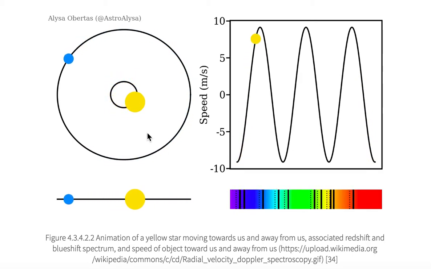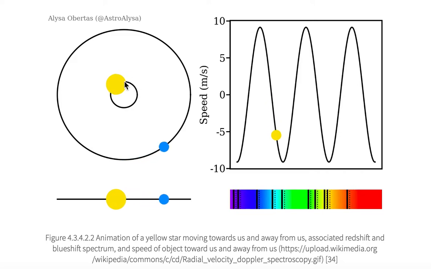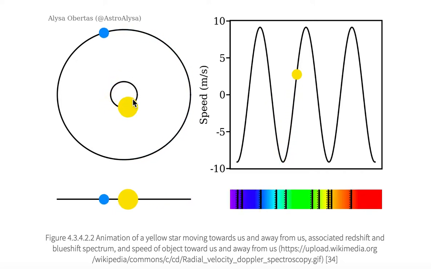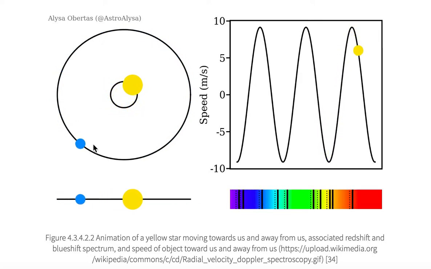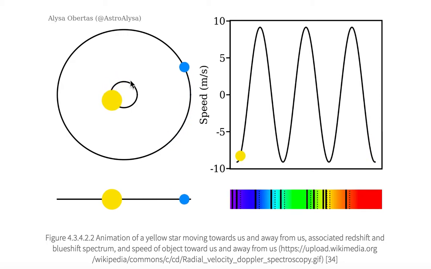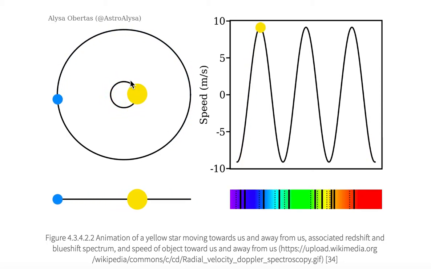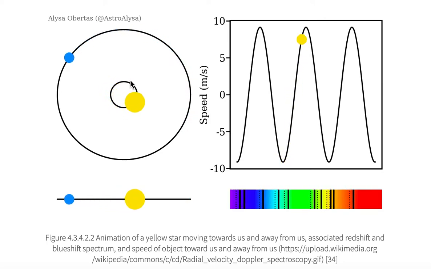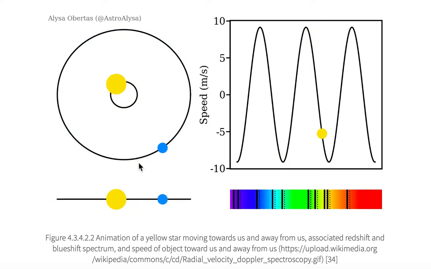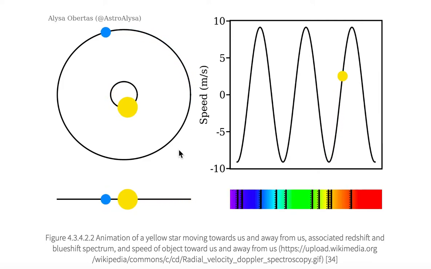So something must be causing this yellow star to wobble backwards and forwards, wobbling away from us and towards us. So we infer this planet to be in orbit around this host star. And this is one of the ways that we find exosolar planets or exoplanets. This technique is called the radial velocity technique.